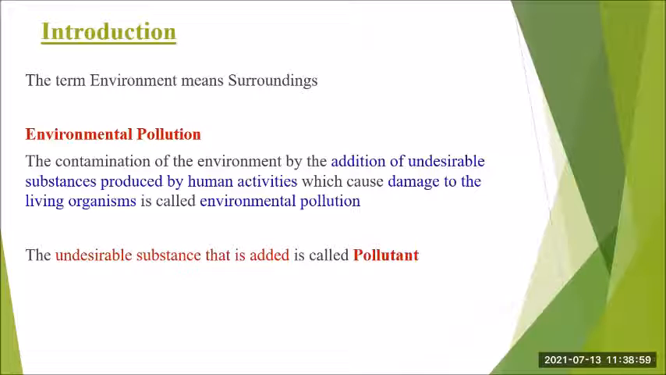The undesirable substance that is added to the environment is called a pollutant. This pollutant is responsible for environmental pollution. So an undesirable substance produced by human activity and added to the environment is called a pollutant. Pollutants released from human activity create the problem of environmental pollution.